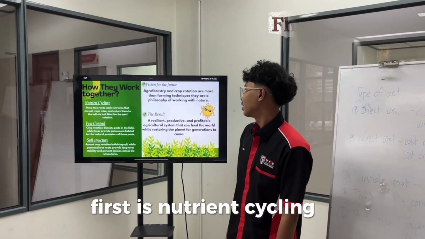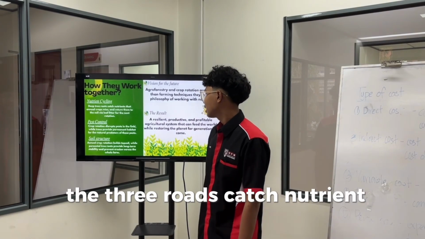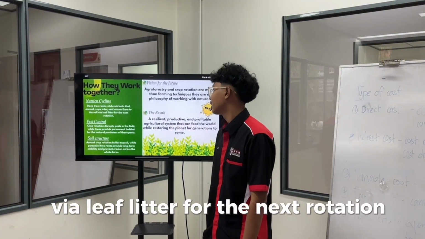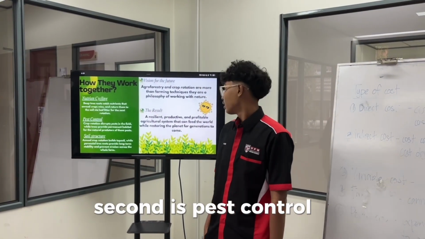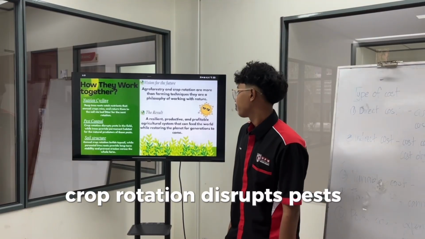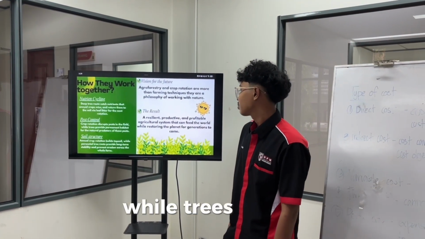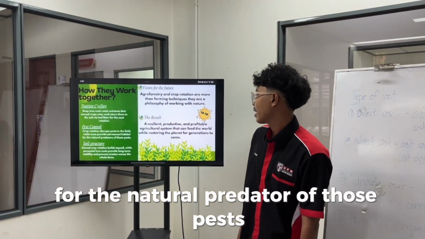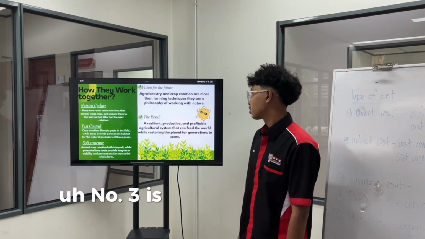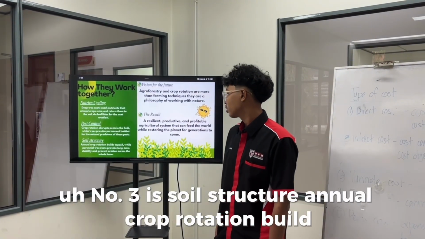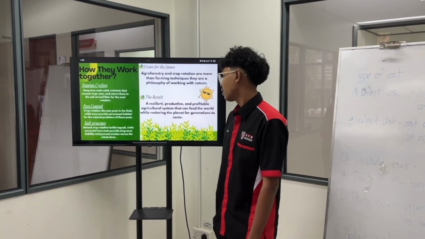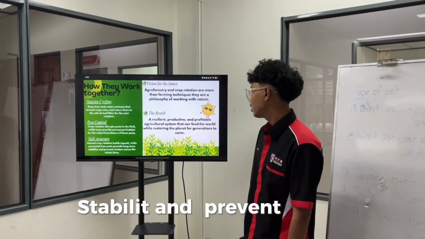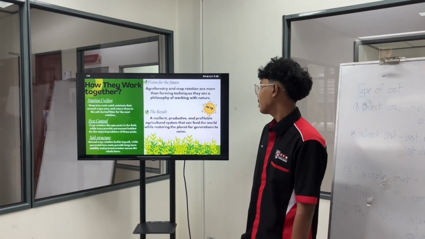First is nutrient cycling. The tree roots catch nutrients that annual crops need and return them to the soil via leaf litter for the next rotation. Second is pest control. Crop rotation disrupts pests in the field, while trees provide permanent habitat for the natural predators of those pests. Number 3 is soil structure. Annual crop rotation will build topsoil, while perennial tree roots provide long-term stability and prevent erosion across the whole farm.